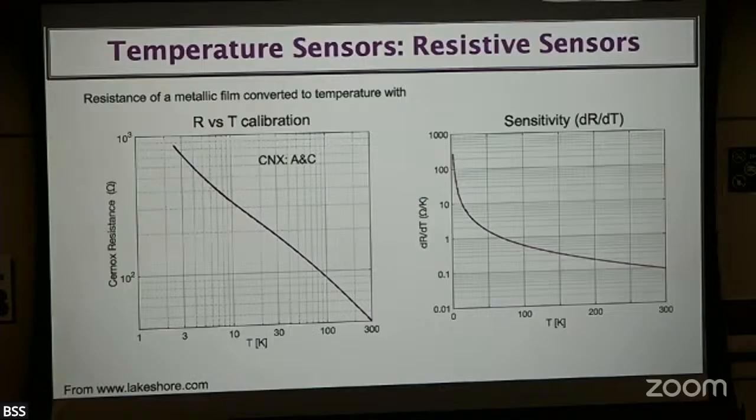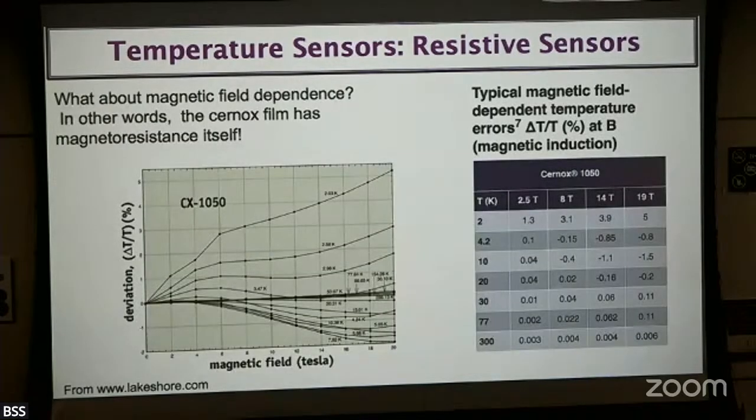Small temperature change translates into large resistance, which is best for the measurement purpose. That's why we're able to do that. Sonox has a hidden weakness, which is that it's not free from temperature and magnetic field dependence. These are again from Lakeshore. But if you look here, Sonox at 2 Kelvin, delta T over T is about 1%, which is alarming, because as I said, the temperature gradient we measure is on the order of 1%.